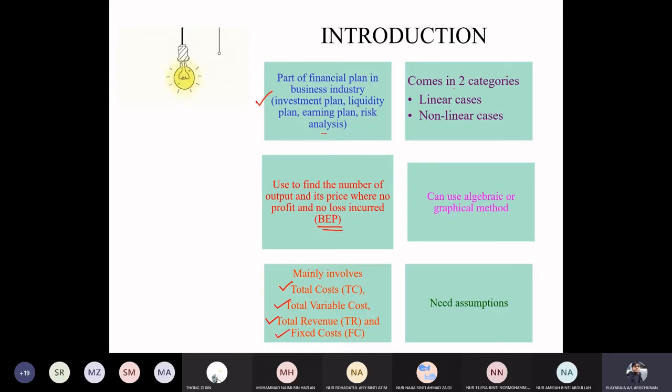It comes in two categories: linear cases and non-linear cases. Linear cases are pretty easy. They come with some assumptions. They can also be handled with an algebraic or graphical method. So break-even analysis can be represented in algebraic form as well as graphical form, like in a graph. You can use a graph to determine the break-even, profit, loss, and so on. As well, it needs assumptions. We will look into what sort of assumptions later.